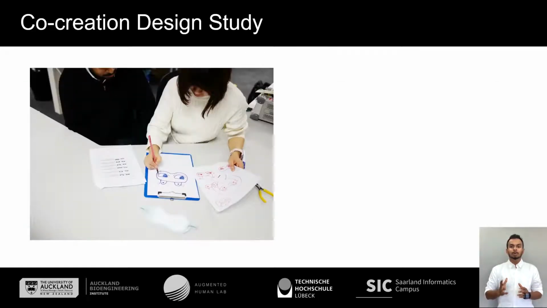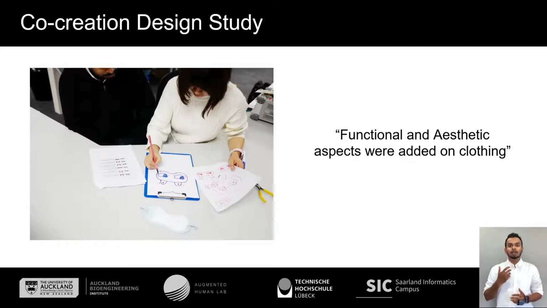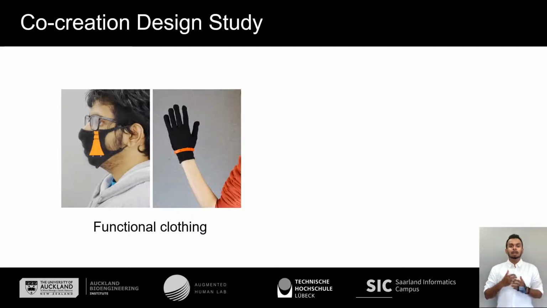To observe how users find ClothTiles, we performed a co-design study with the support of an expert. At first, we interpreted that the users would only design functional clothing, but instead, they were mostly concerned about the aesthetic aspects of the clothing. These are some cool ideas that users came up with.